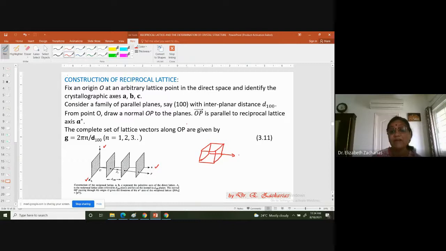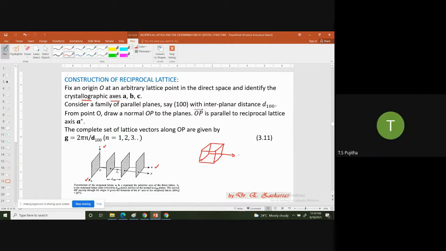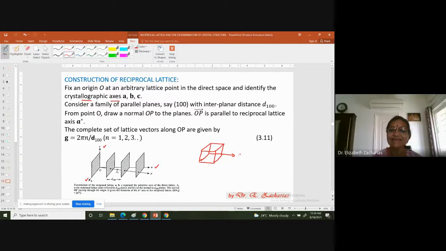Yes, ma'am. Right. He has taken care that he has not put X, Y, Z. He has put just A, B, C to talk about the crystallographic axis. Why do you think he has not written X, Y, Z? Because they're not the Cartesian coordinates. They need not be mutually perpendicular to each other. That's the reason why he denotes this A, B, C as the crystallographic axis.